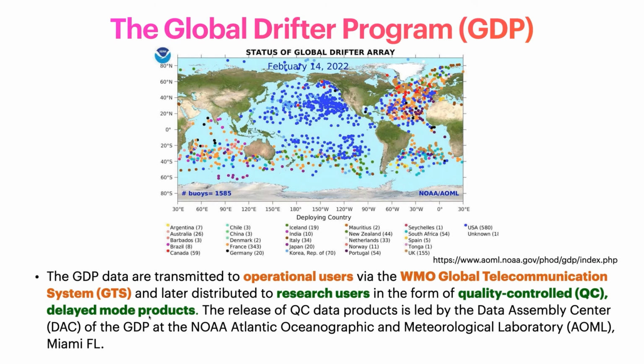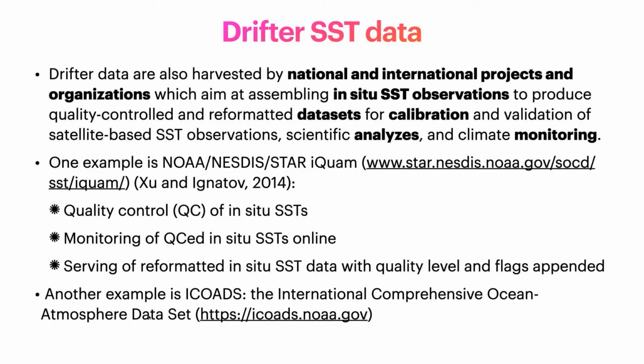The Global Drifter Program transmits its SST data to operational users via the World Meteorological Organization Global Telecommunication System, or GTS. Later on, the data are also distributed to research users in the form of quality-controlled delayed-mode products. The release of quality-controlled data products is led by the Data Assembly Center, or DAC, of the GDP, which is located at AOML in Miami, Florida.